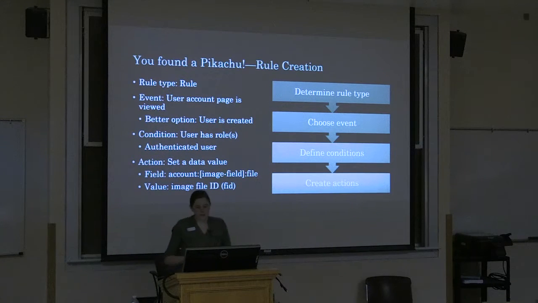So these are the basic steps for creating a rule. There are a couple different types of rules. You'll see there's rules, rule sets, or reaction rules and such. But the basic one that you're going to use 90% of the time is just rules. Once you create a rule, you're going to choose your event, set your conditions, and set your actions. In this particular case, the event that we're going to use is when a user account page is viewed.